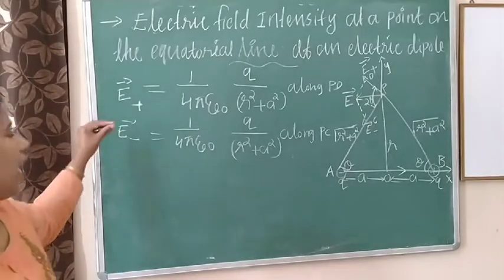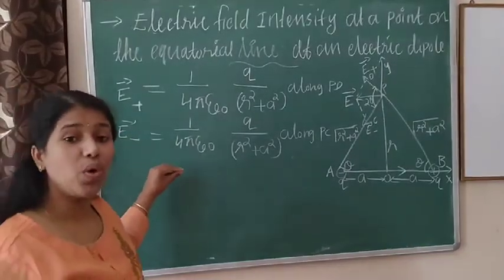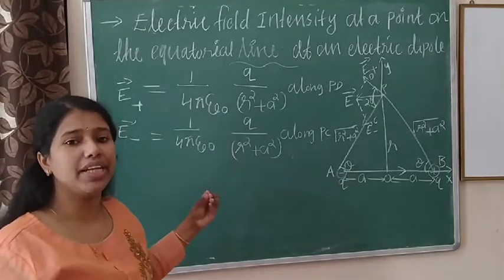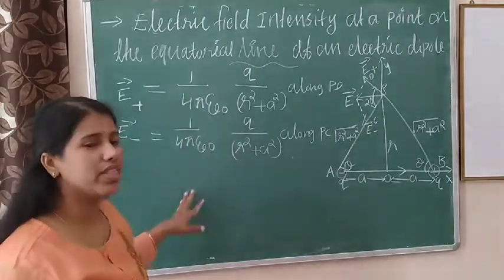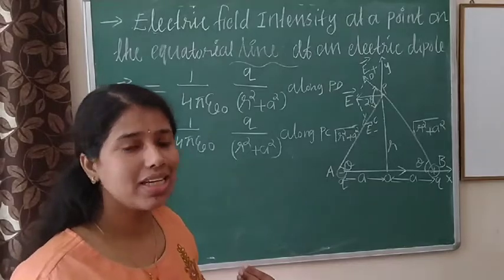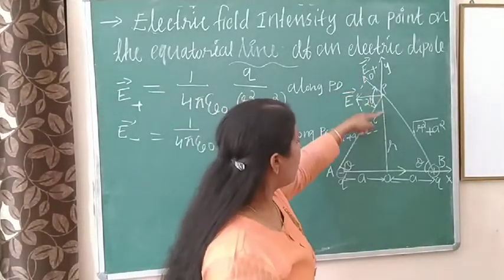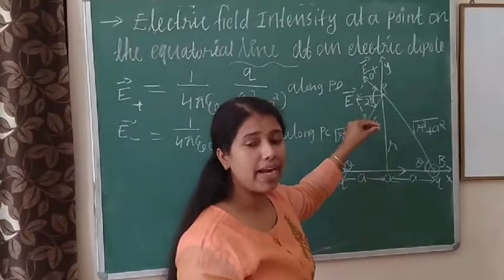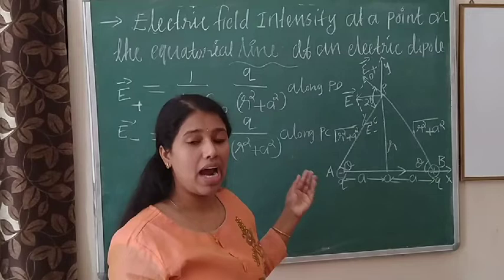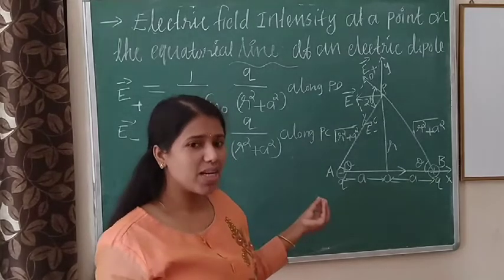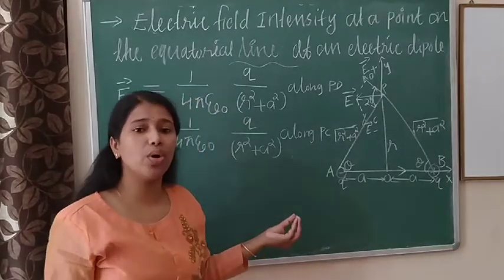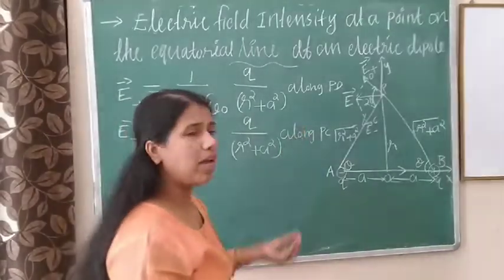Then similarly we have to calculate the total electric field intensity. In this case, both magnitudes are the same. Then how to calculate the total electric field intensity? Here one is along PD, one is along PC. Here we can apply the parallelogram law of vector addition, which we already studied in 11th class. That means R square is equal to P square plus Q square plus 2PQ cos theta. Here we can apply that.